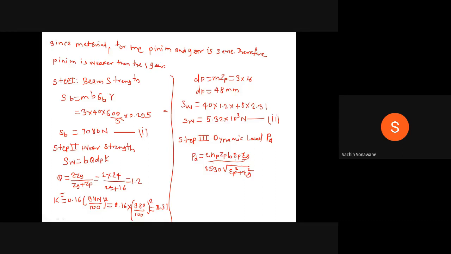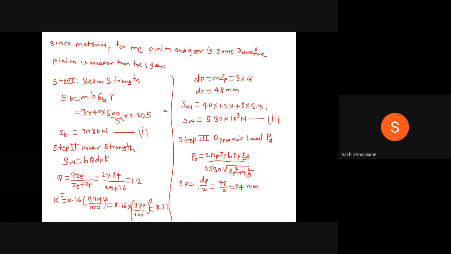Now we'll find out one by one. Now dp we know, therefore we can calculate rp. First we'll calculate dp, rp and rg, then we'll calculate the error, and then we'll substitute the values. Here rp is equal to dp divided by 2, that means 48 divided by 2, which is equal to 24 mm.